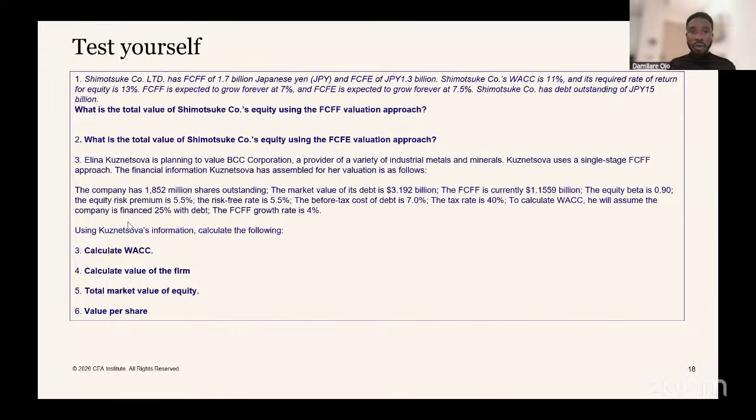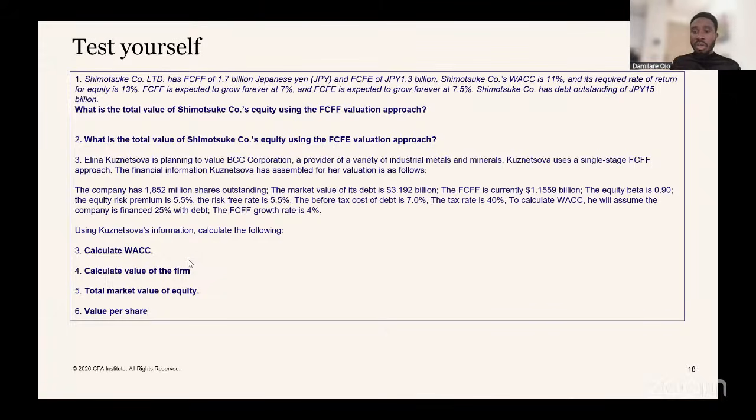And then question 4 says that we should calculate the value of the firm. Again, we have different parameters given. Based on those parameters, we have FCFF as 1.1559, and then we have a growth rate for FCFF at 4%. So the firm value is simply your FCFF, again, similar to what we did before in question 1. You grow that by your growth rate, and then you divide it by your WACC minus your growth rate. Okay, that is the firm value.